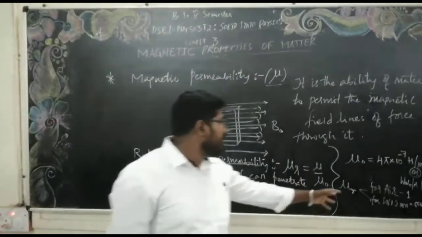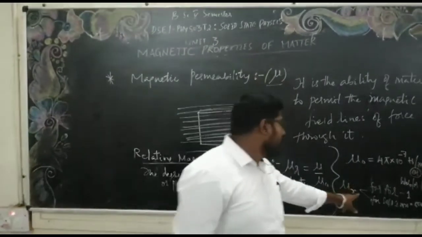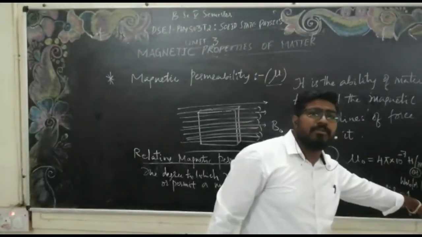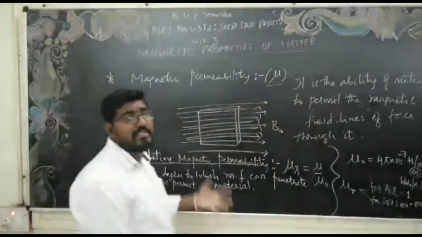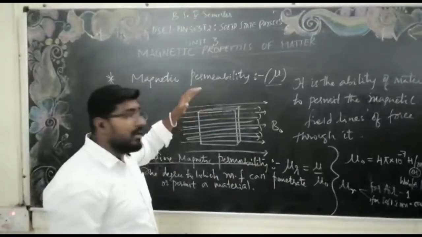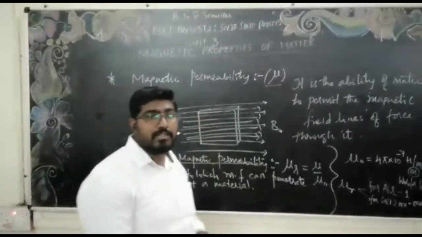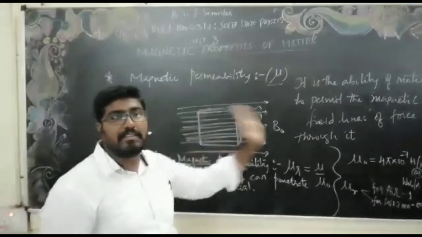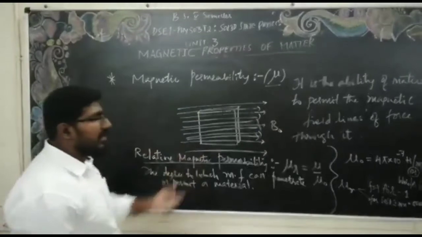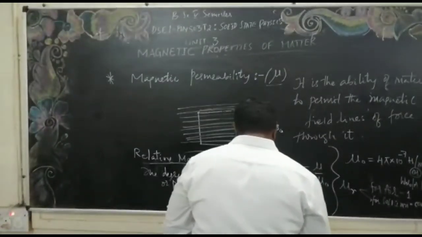Different materials have different relative permeabilities. Therefore, for air the relative permeability is 1, but for soft iron it is 8000 times stronger. That means 8000 magnetic field lines can pass through a material like soft iron, whereas in the case of air, only one magnetic field line passes. This is about the magnetic field lines.